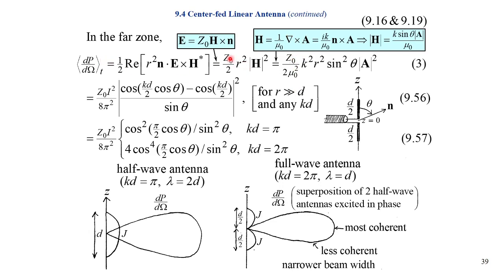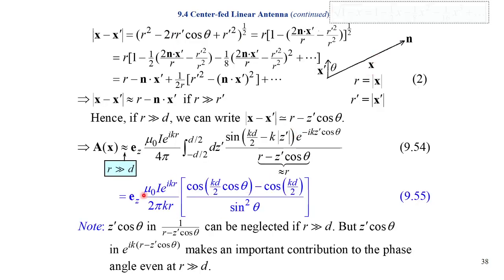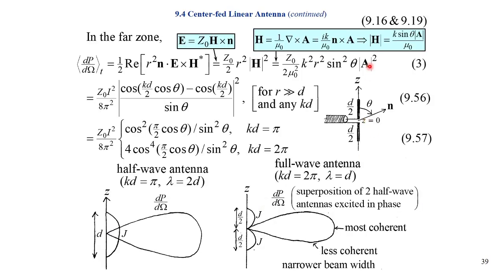So we have Z0 over 2, mu0 squared. And this one gives us IKN cross A, and we got A over there in the previous page. So we got k squared, r squared, sine theta squared, A squared. So all we need to do is put A squared, this one, A squared, we have sine to the fourth. So after operation, we have sine squared in the numerator, and this turns into sine squared in the denominator, cosine kd/2 times cosine theta minus cosine kd/2 in the numerator.